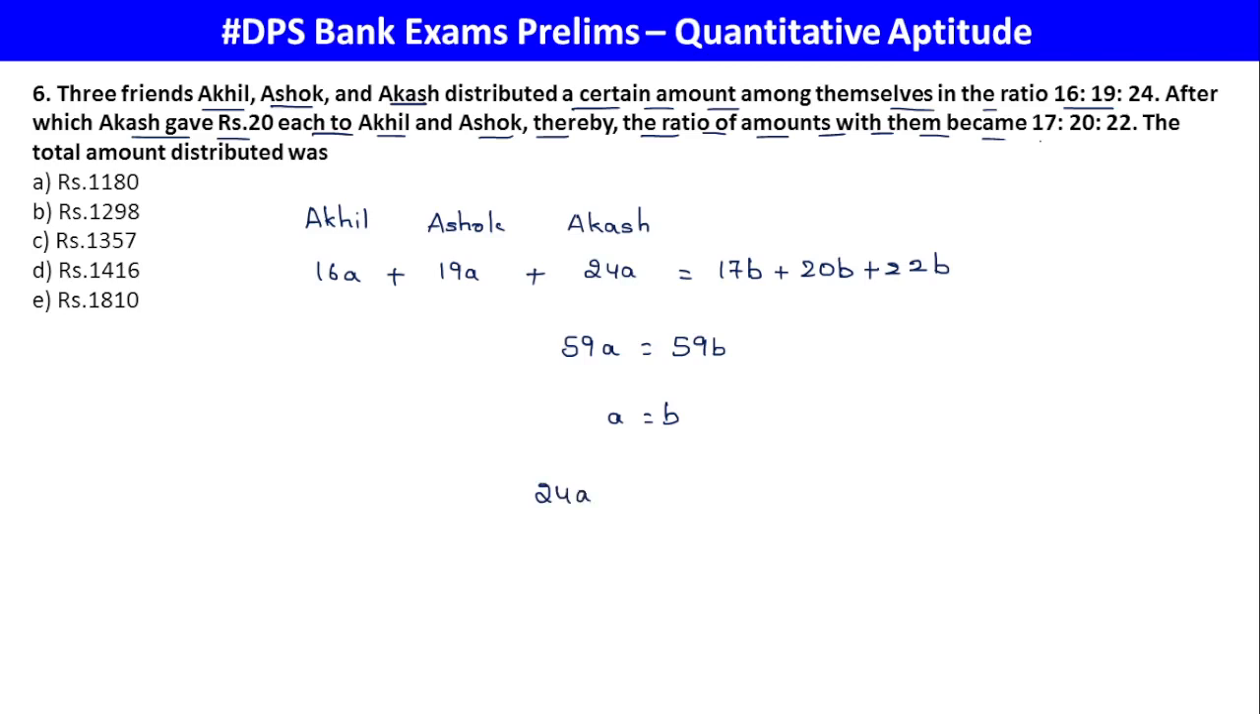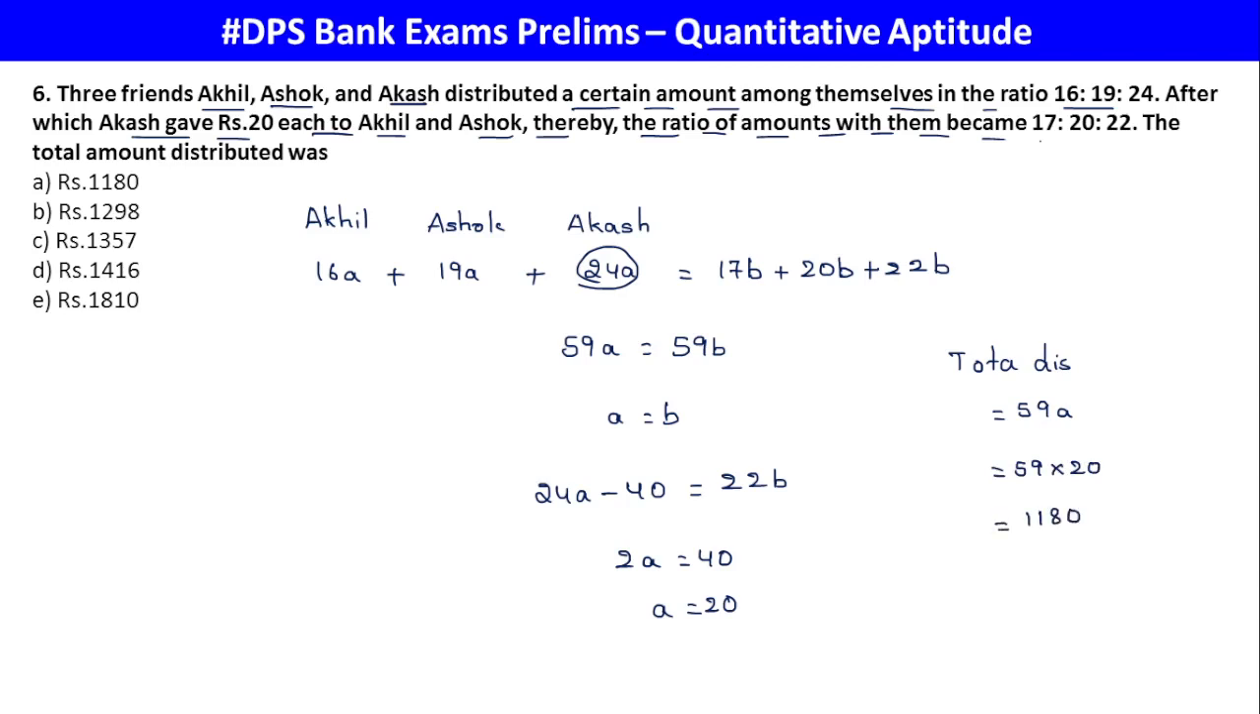24A. Akash gave 20 each, so 40 went from him, is equal to 22. A is equal to B. 2A value, A is 20. Total distribution is 59A, which is 59 times 20, that is 1180. Option A is the final answer for this question.